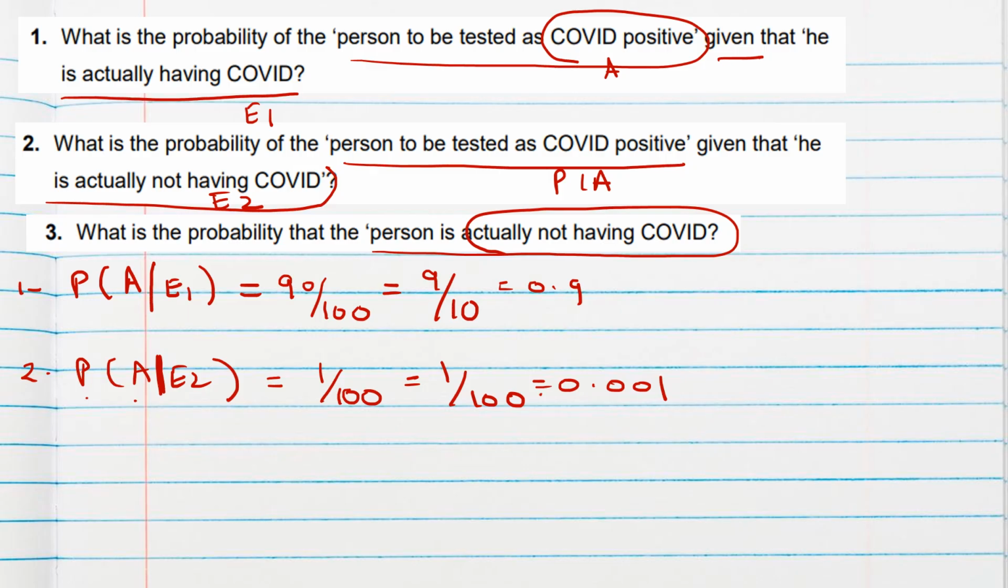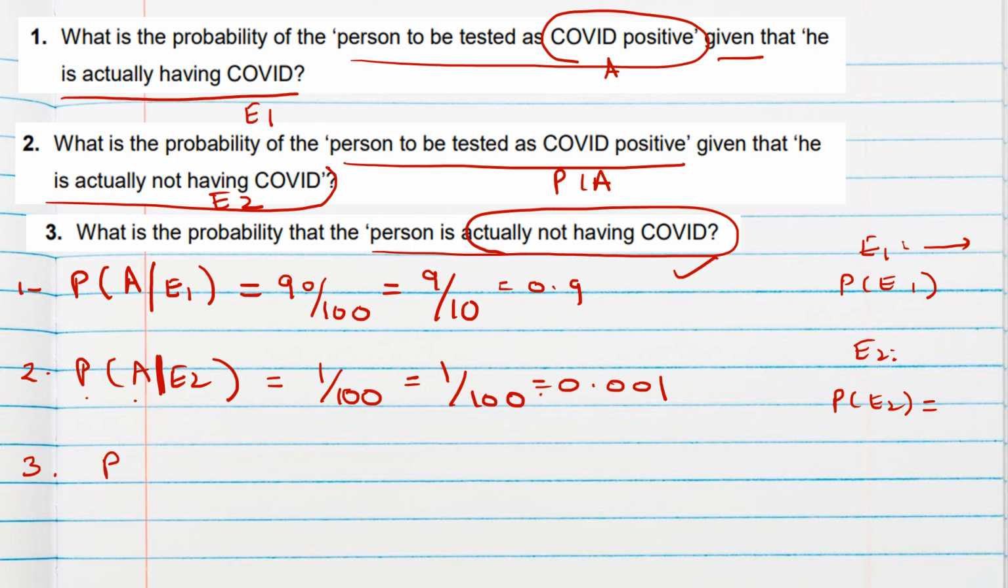See, two events we have described here. E1, having COVID. So probability of E1 will be what? Probability of the person having COVID. E2 we described as not having COVID. Person is not having COVID. So probability of E2 will be what? Probability of the person not having COVID. That is only asked, isn't it? So all three questions are direct questions.